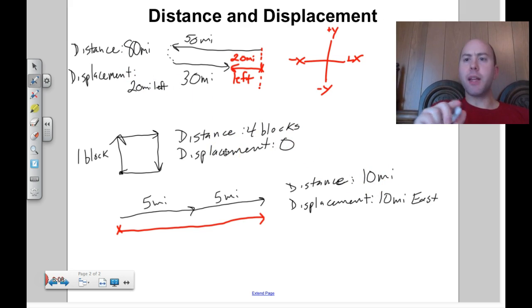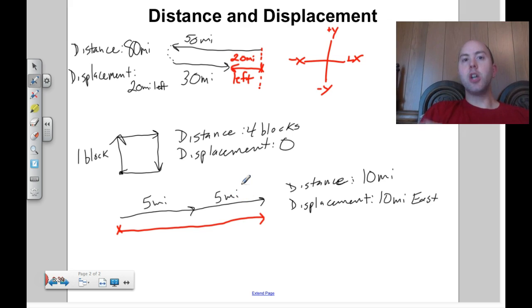Your displacement will never, ever be bigger than distance, ever. Displacement can only be equal to or less than the distance. Your distance can be equal or greater than displacement. So again, just repeat that. Displacement can only be equal to, like it is here, or less than distance. So that's the difference between distance and displacement.